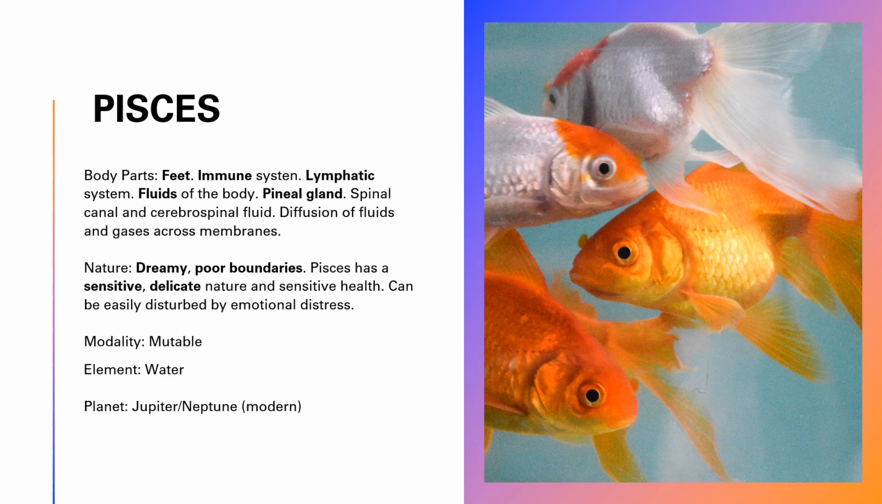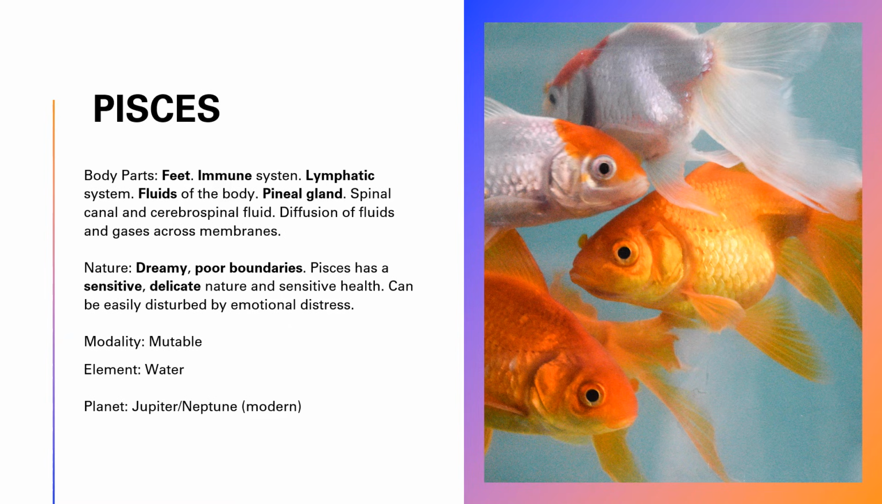And last sign, Pisces. Pisces, being the last sign, rules the feet. We've gone from the head down the body to the feet. It rules the immune system, lymphatic system, fluids of the body, the pineal gland, spinal canal, cerebrospinal fluids, diffusion of fluids and gases across membranes. So it is very fluid. Everything's sort of fluid. Anything that can cross membranes, that is Pisces. It is dreamy, it has poor boundaries. Pisces has a sensitive, delicate nature and sensitive health.